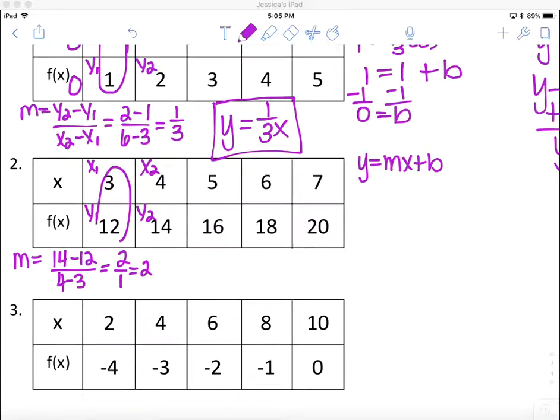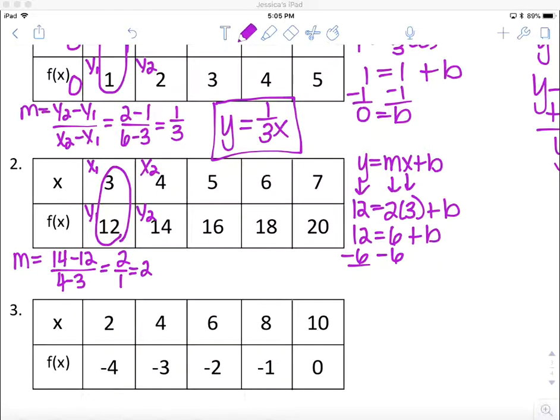Again, I'm just going to choose this first point, and when I plug that in, I have 12 equals 2 times 3 plus b. So 12 is 6 plus b, and when I subtract that, my b is 6. Plugging those two things in, my equation is y equals 2x plus 6.